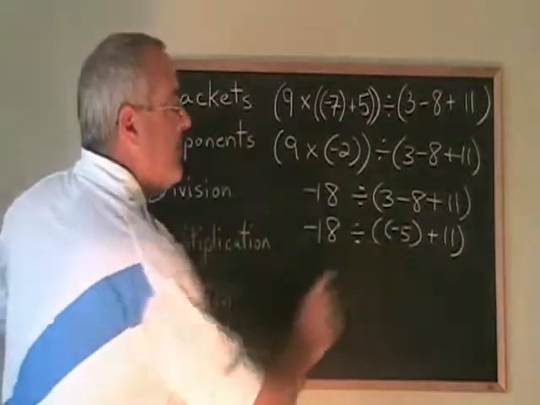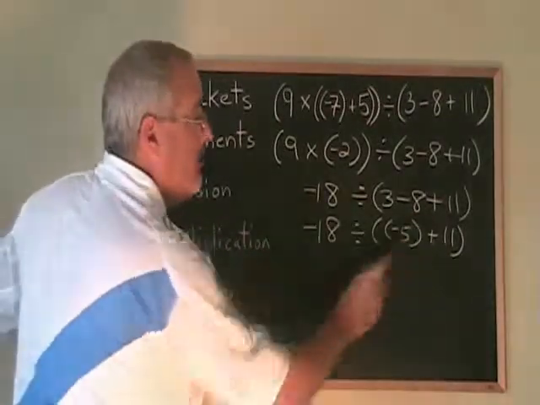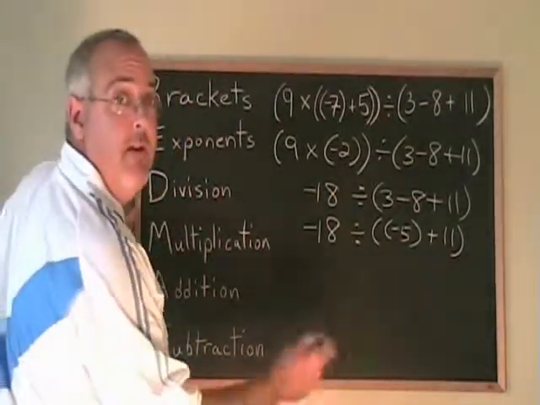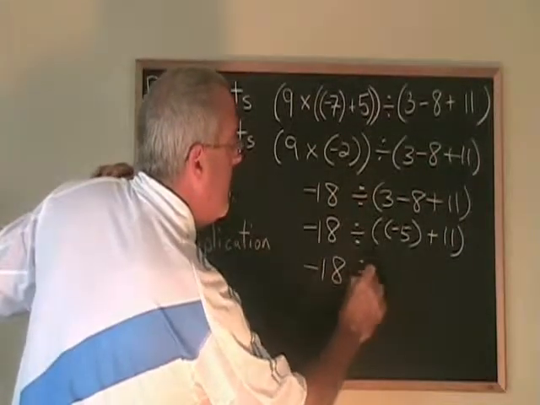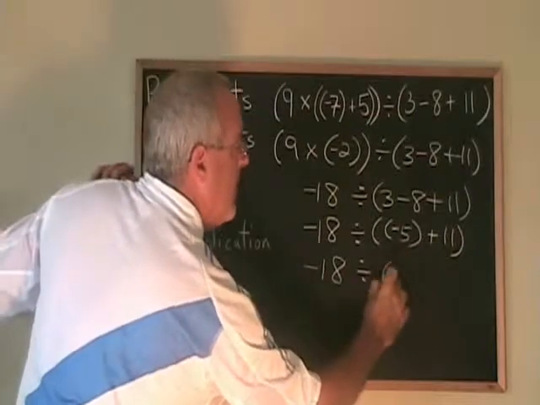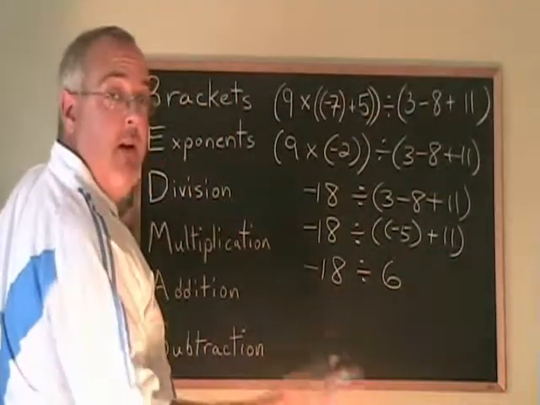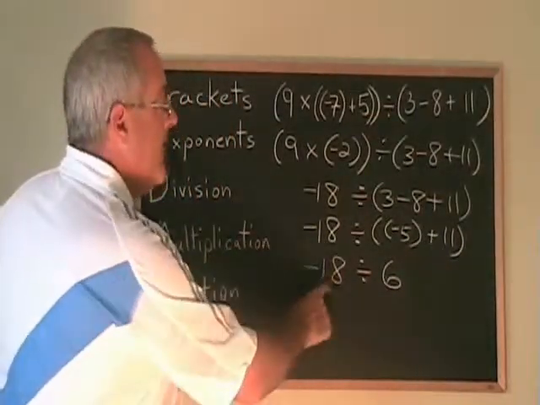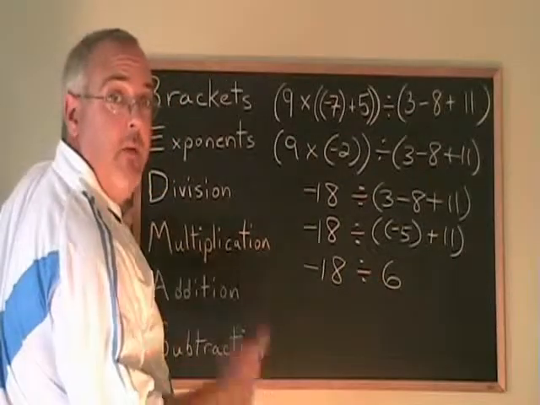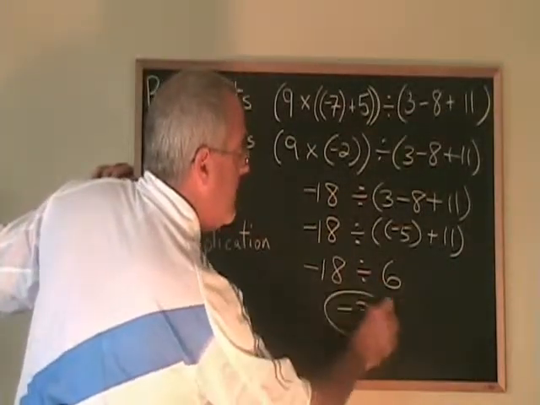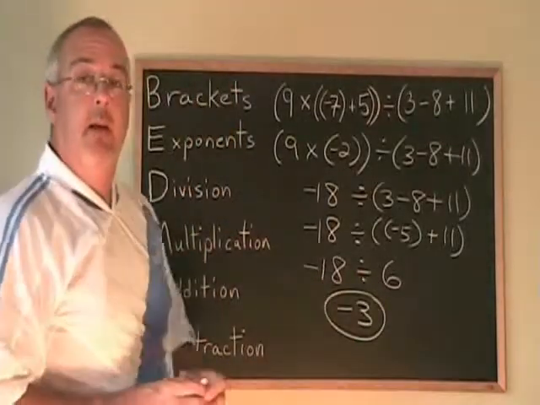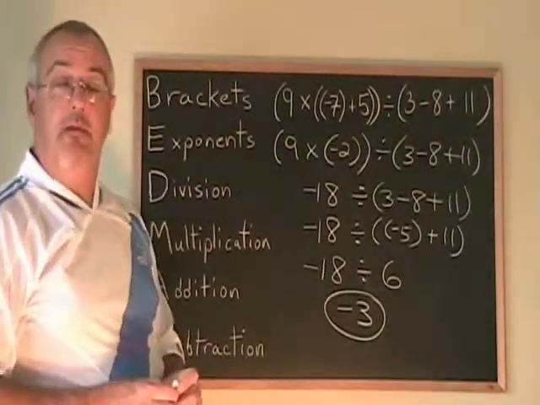All that's left in this bracket now is -5 plus 11. And -5 plus 11 is 6. I copy down -18 divided by, and this bracket is now just a 6. Finally, I can do my division. -18 divided by 6, if we apply the laws of integers, gives -3 as its answer. We are done. This is how you do BEDMAS problems involving integers.